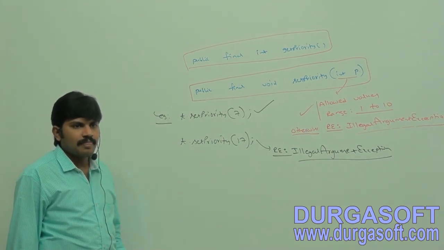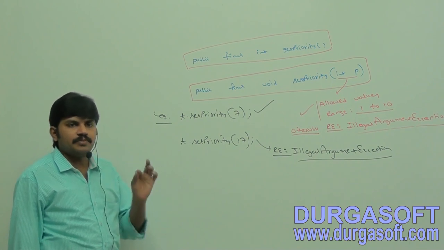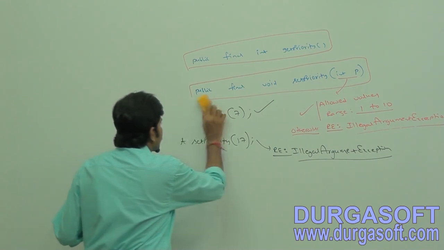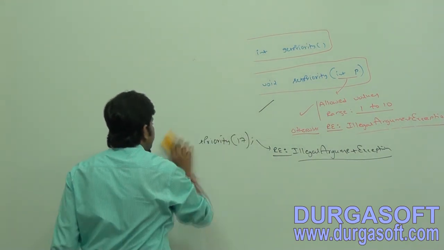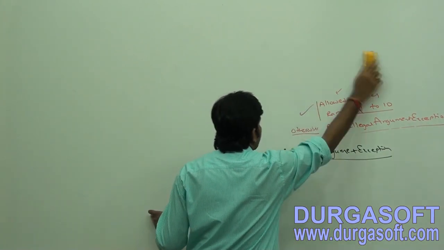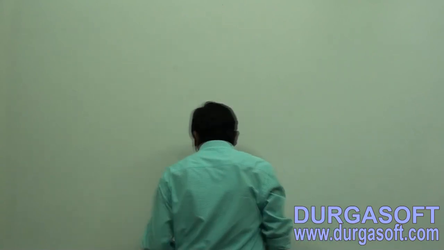Completed, right? Now, another new point you should be aware of: default priority. Can you tell what is the default priority of a thread? What is the default priority?